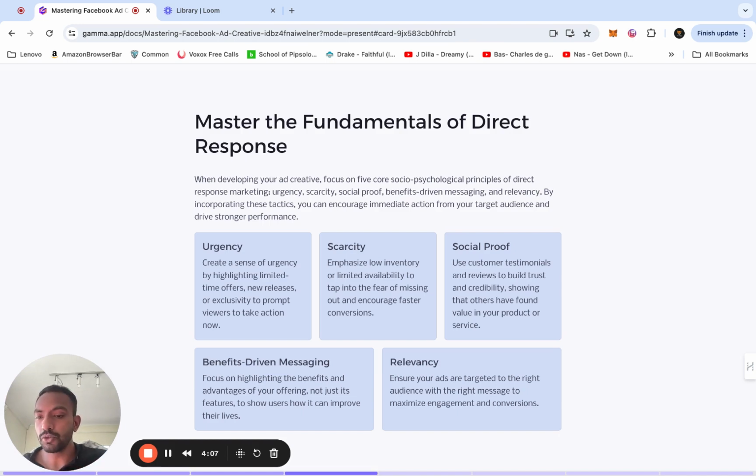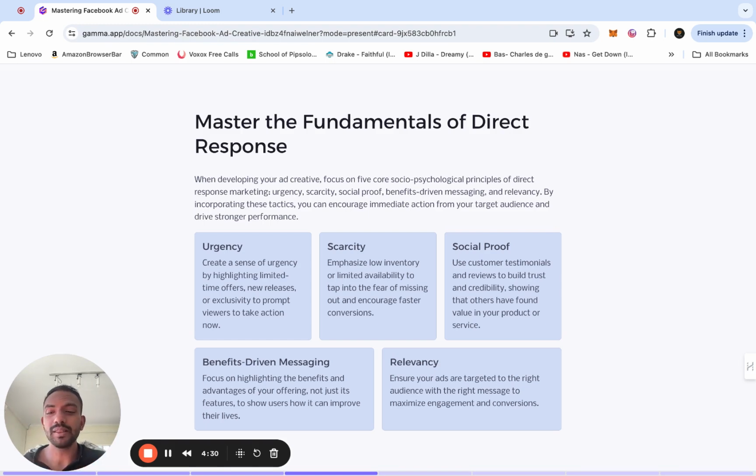Three is social proof. This is like using customer testimonials, reviews, building more trust and credibility. People like to buy from people at the end of the day. And if they see that other people are resonating with your brand and speaking volumes about the good work that you're doing and the good service that your product provides, it's going to show that they can find value in that as well.